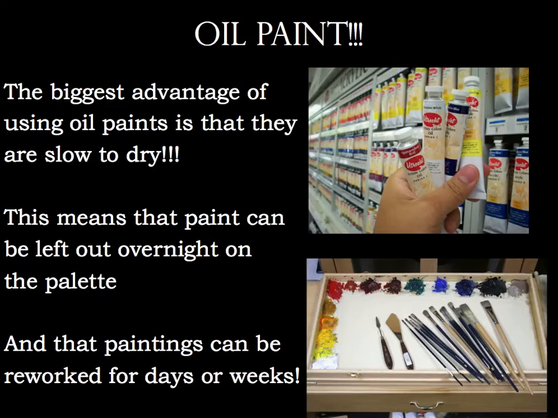Now, the biggest advantage of using oil paints is that they are slow to dry. When you're using fresco, you've got about 12 hours. When you're doing tempera paint, you've got about an hour. When you've got encaustic, you're moving very, very quickly. And encaustic is a mixture of hot wax and pigment, one of the oldest painting mediums. So you're up against the clock.